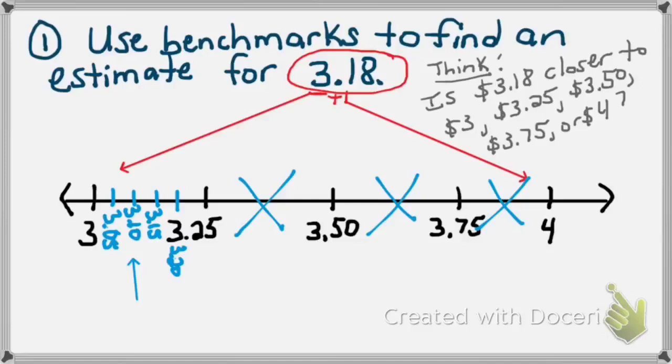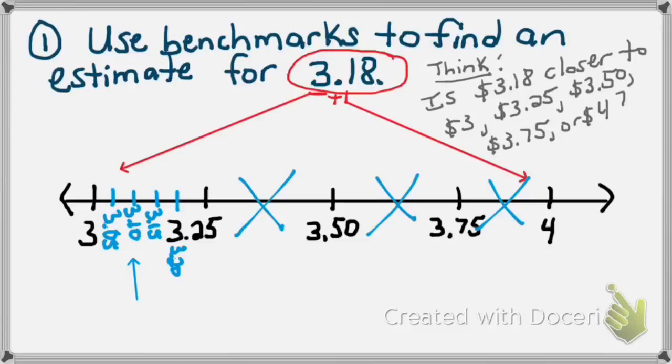Is it going to fall between $3 and $3.05? No, because $3.18 is more than 3.05. Is it going to fall between 3.05 and 3.10? No, because $3.18 is more than 3.10. Is it going to fall between 3.10 and 3.15? No, because $3.18 is more than 3.15. Is it going to fall between 3.15 and 3.20? Yes, because 3.18 is more than 3.15, but less than 3.20.